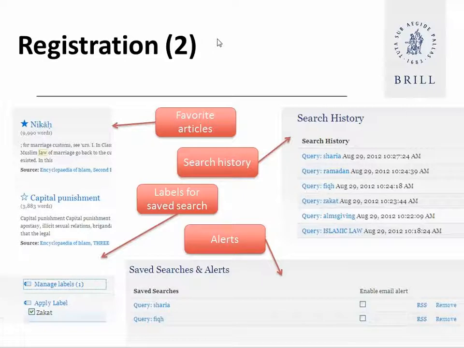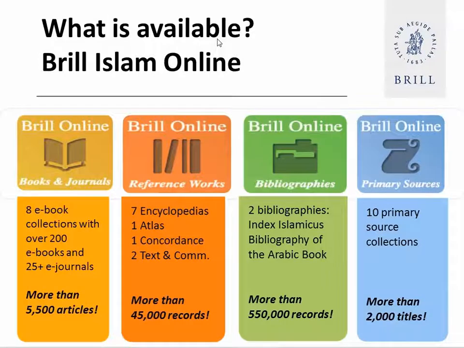Here are some features of that personal registration. You can save favorite articles. You can save your search history, so you can go back to what you've done before. You can label your search, and you can set up an email alert or an RSS alert when a certain topic has new material on the online platforms.